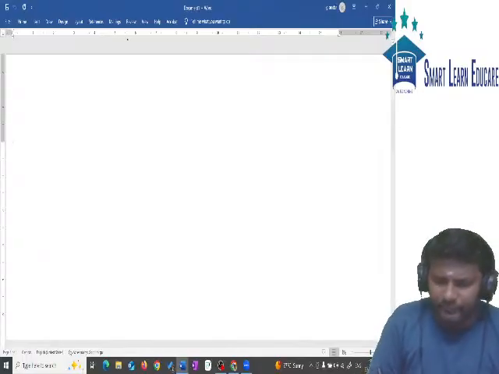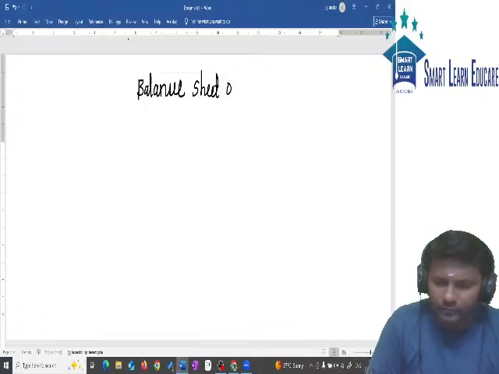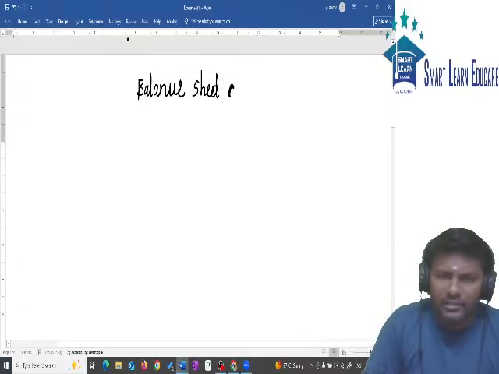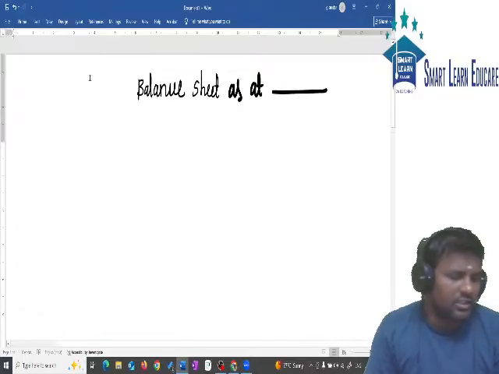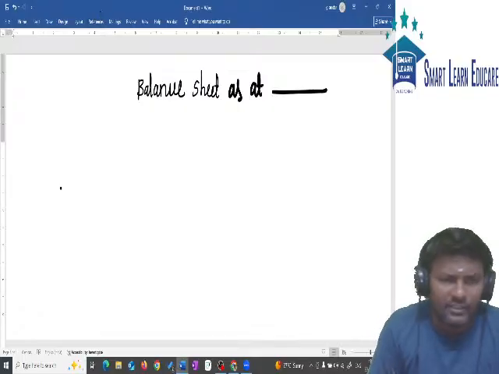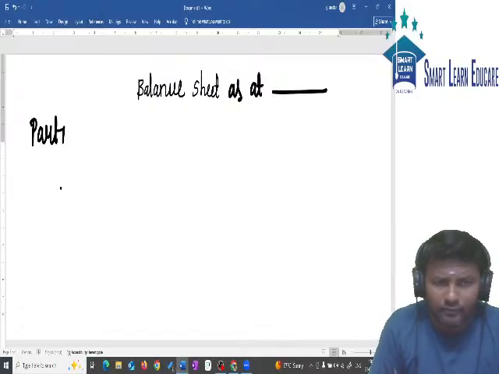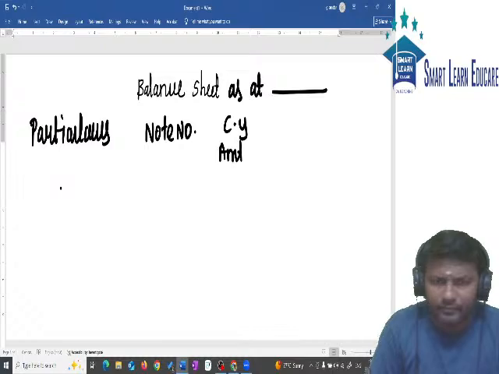In the first heading, write balance sheet of the company. Balance sheet as on, asset. First, particulars, note number, current year amount in rupees, previous year amount in rupees.